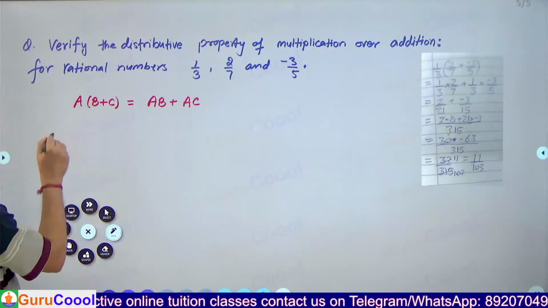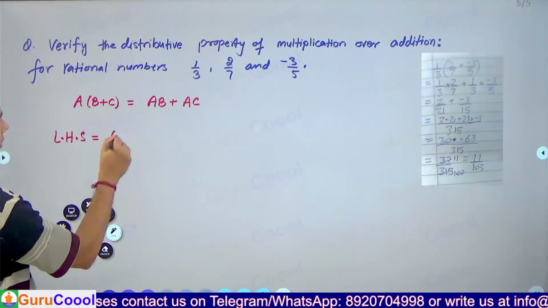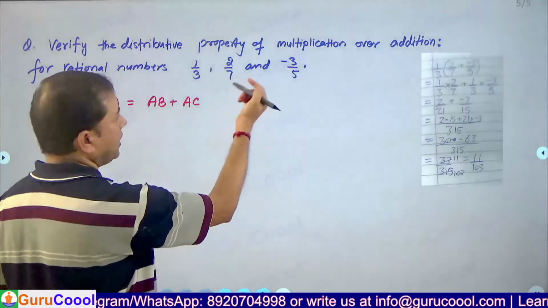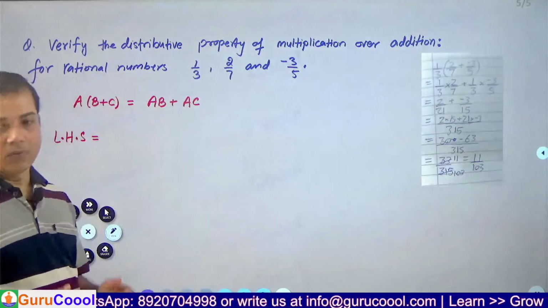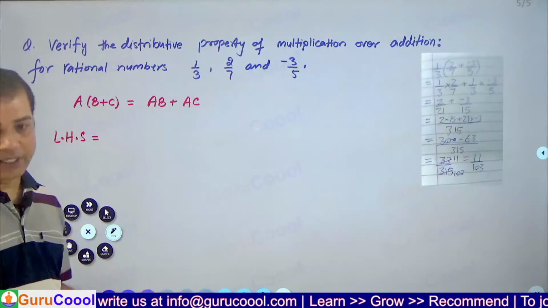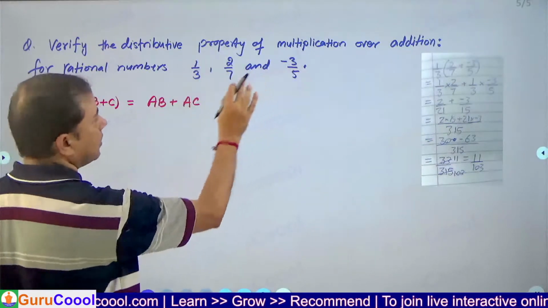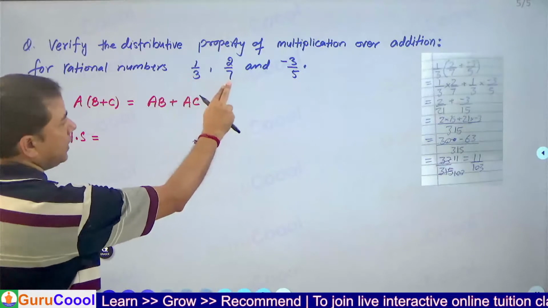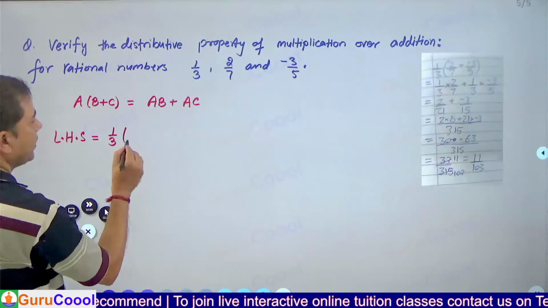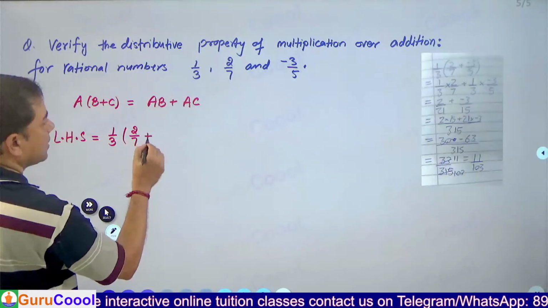So let's start with LHS. You can consider any one of them as A, other is B, third is C. It's your choice. Which one you are taking as A, which one you are taking as B, which one you are taking as C will be completely your choice. So I am taking in the same order A, B and C. A is here outside, inside a bracket B plus C.